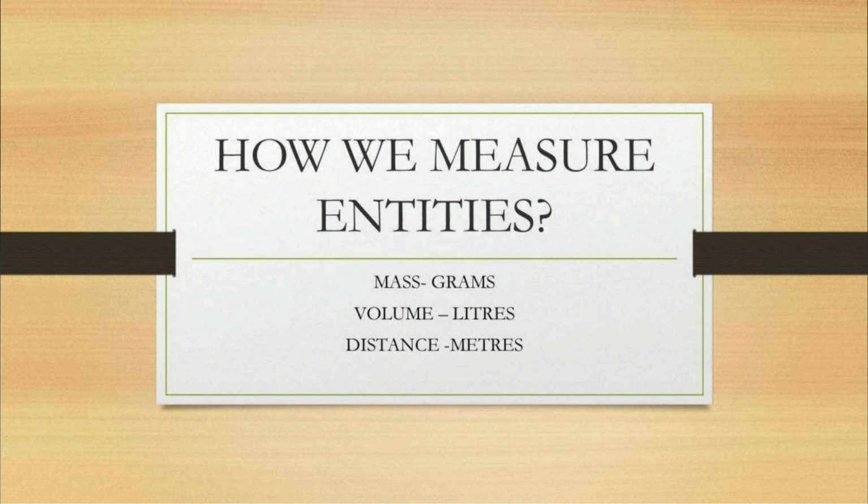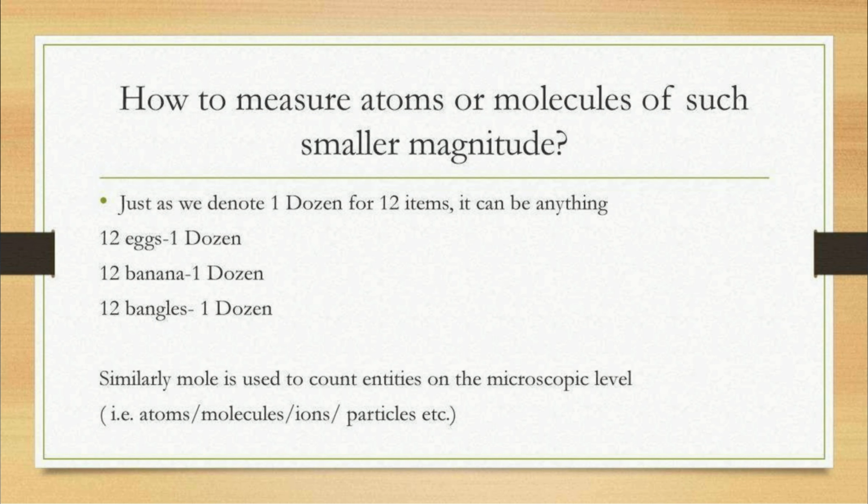So basically, without jumping directly onto the topic, we must think of a question. How can we measure entities? Basically, we can measure them by mass. And what is the SI unit of mass? Grams. For volume, we can use liters, while for distance, we can use meters. Moving ahead, how do we measure atoms or molecules of such smaller magnitude?